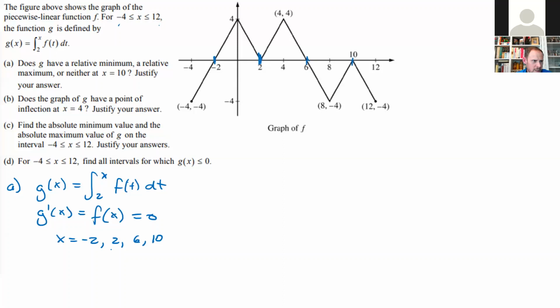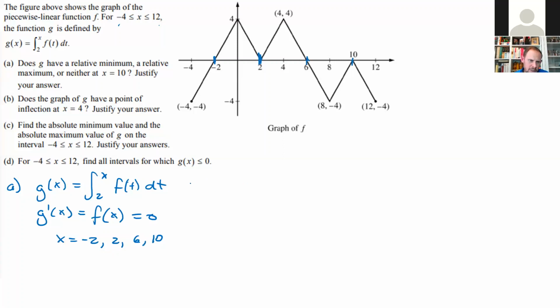For the first one, we can also say that, since f of t is between. Yeah, that would work. That boils down to the same thing.